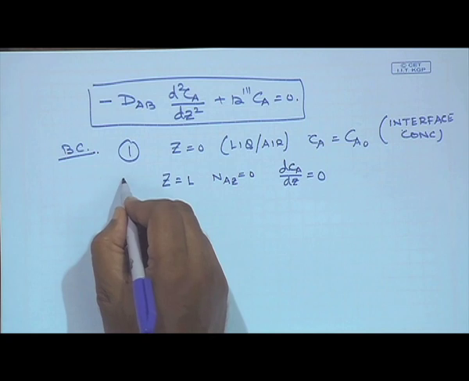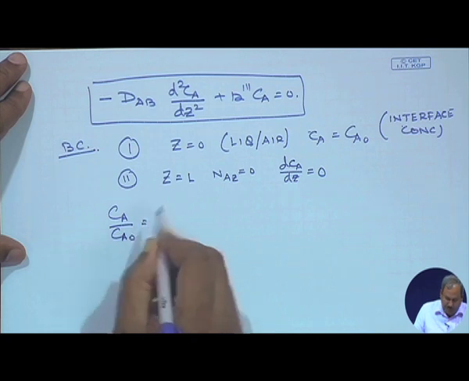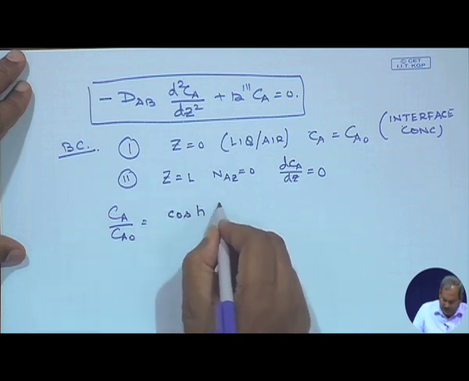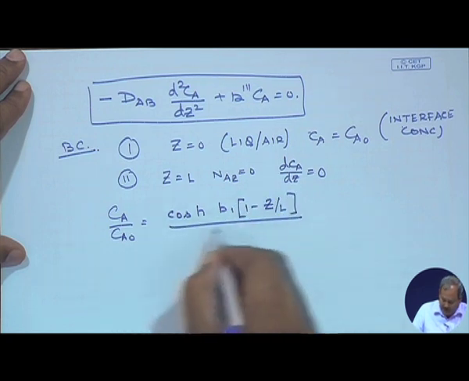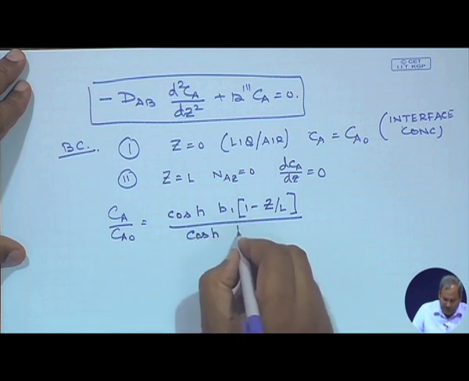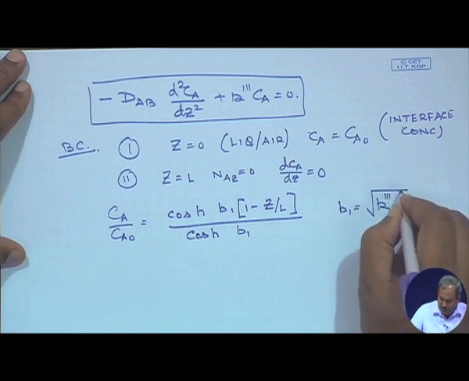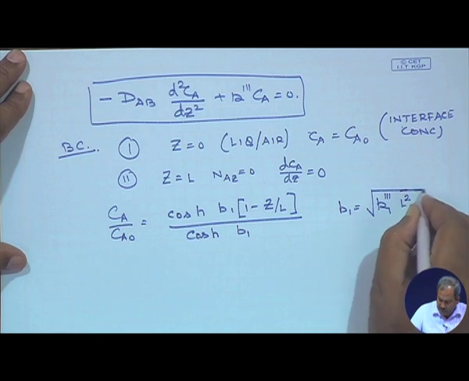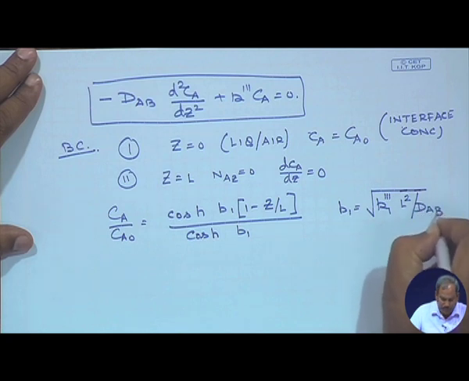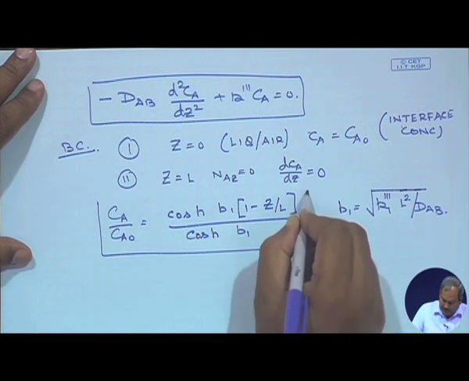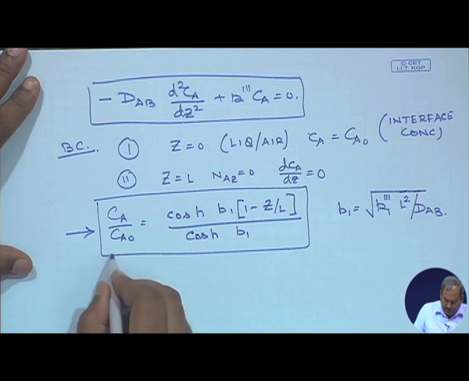So this is boundary condition 1 and this is boundary condition 2, and when you use these boundary conditions, the concentration profile which is available in your text, you would see that it is going to be 1 minus Z by L, and here it is cosh B1, where B1 is simply equal to K1''', the reaction rate constant, times L squared, the depth of the film, divided by DAB. So this is the profile of A.